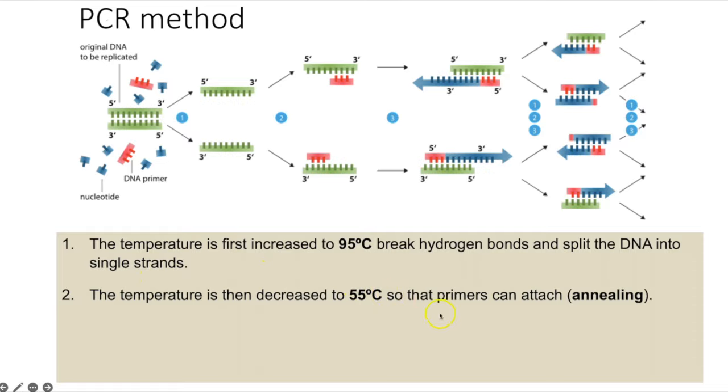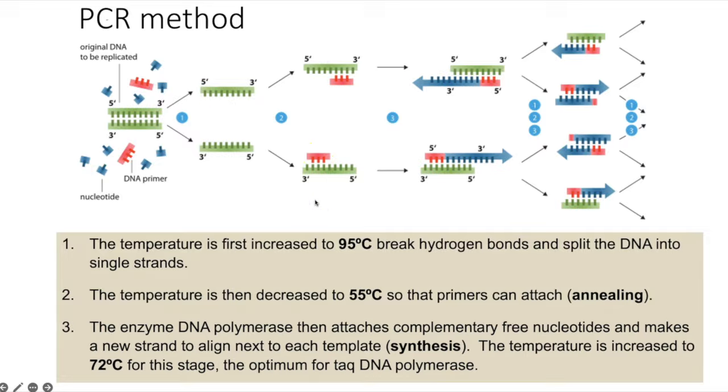The temperature is then decreased to 55 degrees C, so it's cool enough that the complementary DNA primers can align opposite those complementary bases and form hydrogen bonds to hold them in place. The enzyme DNA polymerase will then attach, and the free-floating DNA nucleotides can align opposite the complementary base pairs. DNA polymerase will then catalyze the formation of phosphodiester bonds between adjacent nucleotides, and that's how we get the synthesis of the new DNA strand.